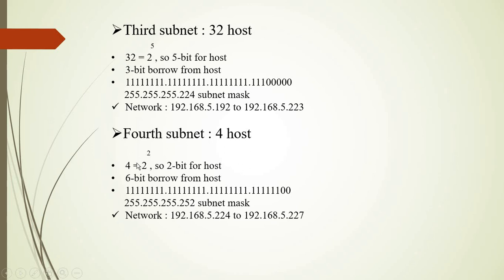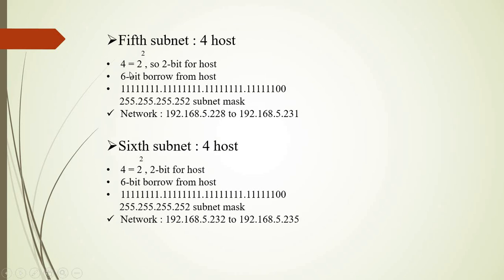Okay, and vice versa, this is for the fourth network. We have to create 4 hosts, so 2 raised to 2 equals 4, so we will borrow 6 bits from host. This is 6 bits, and this will become our subnet mask, and this is our network. Vice versa, the 5th subnet and 6th subnet.